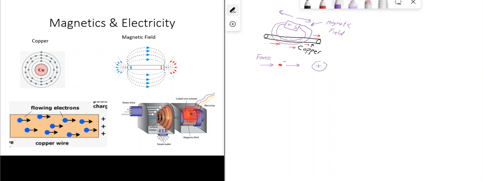So the copper is moving around at high speed inside a magnetic field. And we know that the magnetic force is going to apply force to the loose electrons inside the copper atoms, and it's going to cause the electrons to move. They're going to be pushed along, and this will generate electricity.